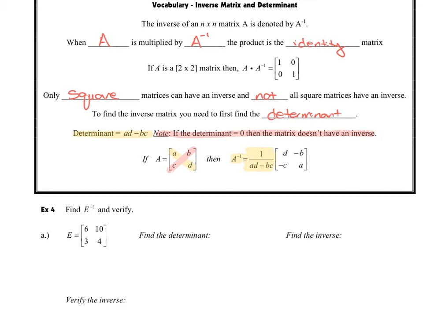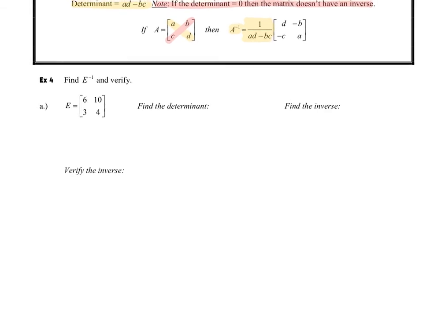I'm going to slide this up a bit. So we're going to take a look at this example. I've given you a matrix E, and we want to find our determinant first. So if we want to find our determinant, remember we're going to do this product, and then we're going to subtract this product. So when we go to write our determinant, I'm going to do 6 times my 4, and I'm going to subtract my 3 times my 10. Okay, so that's going to give me a 24 minus 30, or in other words, a negative 6. So that's my determinant. It doesn't equal 0, so I can continue to actually find the inverse.